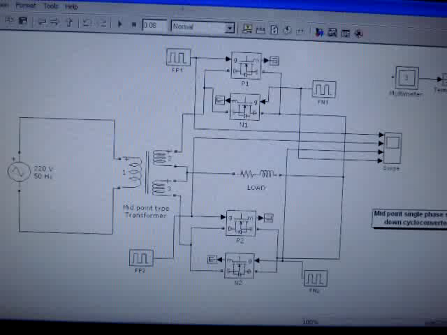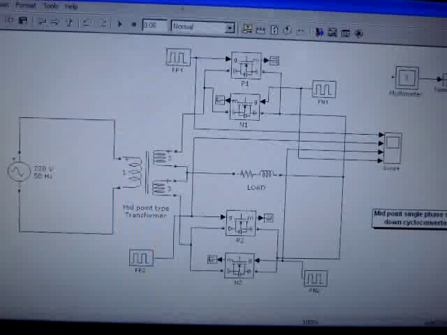In case of a step down cycloconverter, the output supply frequency is less than the input supply frequency. So here we are simulating a step down cycloconverter. The output supply frequency required is 25 Hz, whereas input supply frequency is 50 Hz.